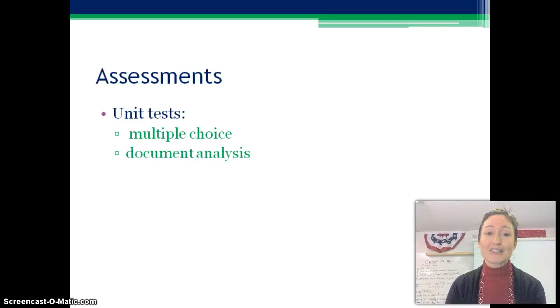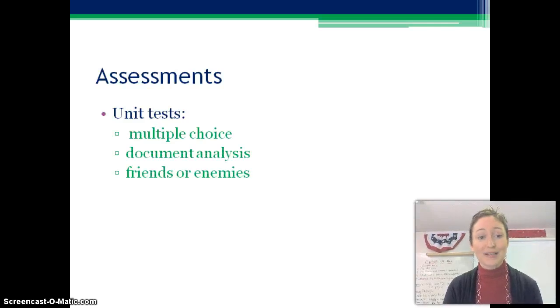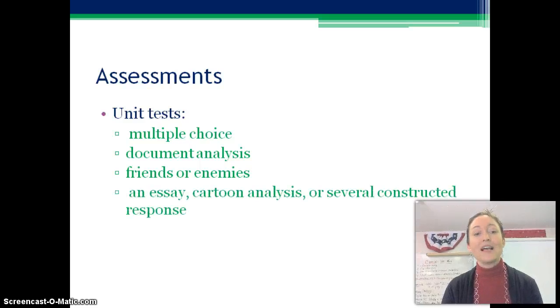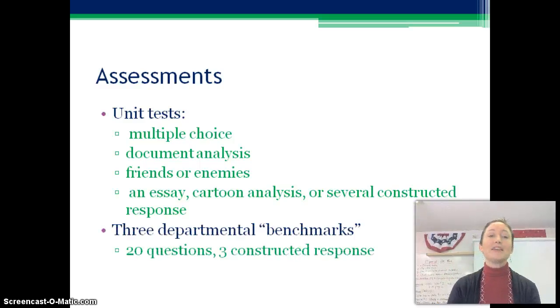Assessments. They have unit tests. Those unit tests typically have multiple choice, document analysis, and some application type items on them. They also typically have an essay, a cartoon, or several constructed response writing elements to them as well. Then our professional learning team has put together 3 benchmark sample assessments that are like the final exam, and that makes sure that all the American History 2 teachers are similarly paced and have the same level of expectations. And then the final exam is made by the state and is like the benchmarks that they take given through the department.